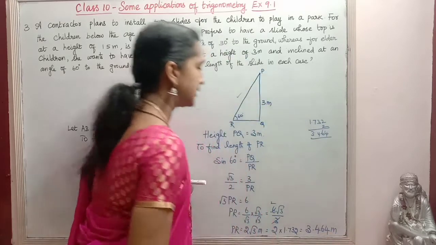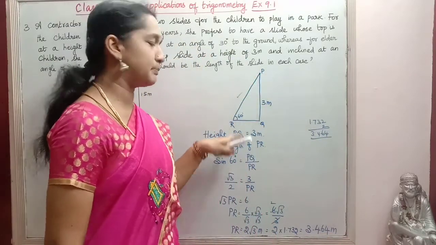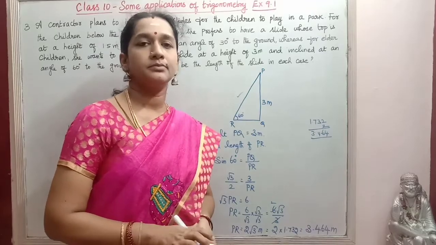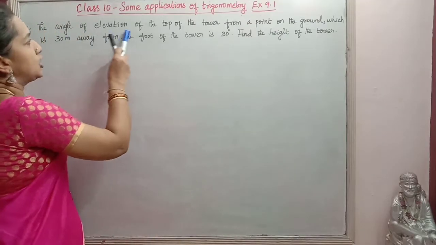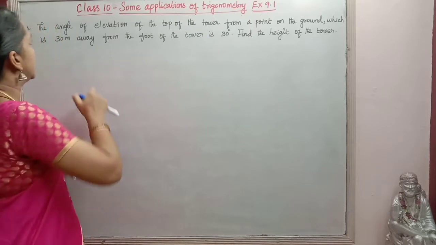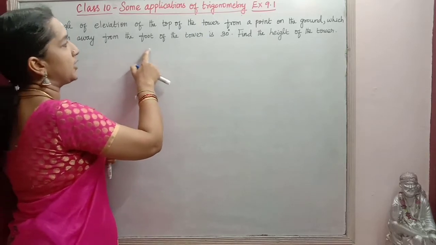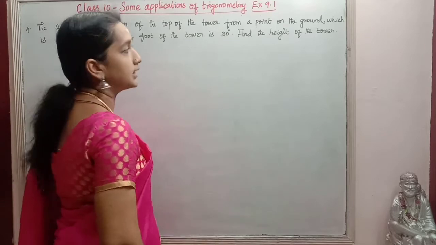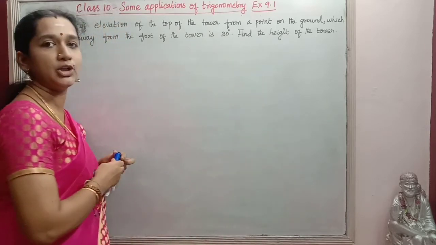3.464 meter. So this is the length of the side, that is PR. Okay. Next sum is the angle of elevation of the top of a tower from a point on the ground which is 30 meter away from the foot of the tower is 30 degree. Find the height of the tower.